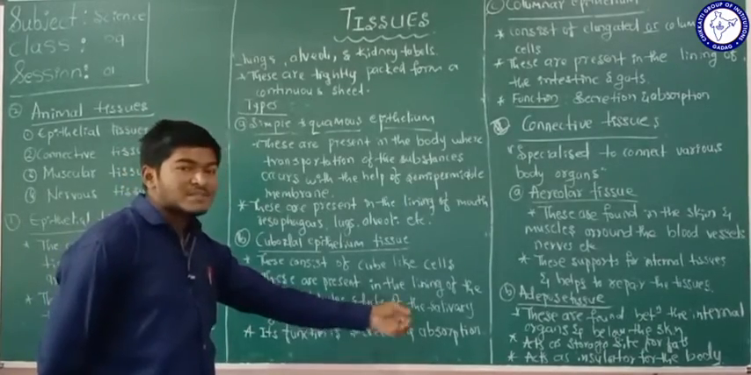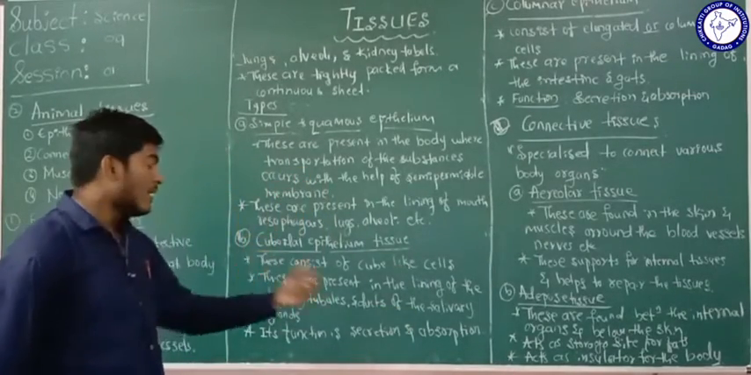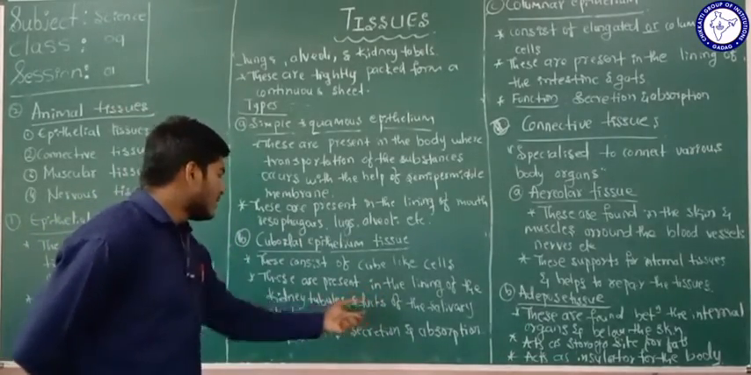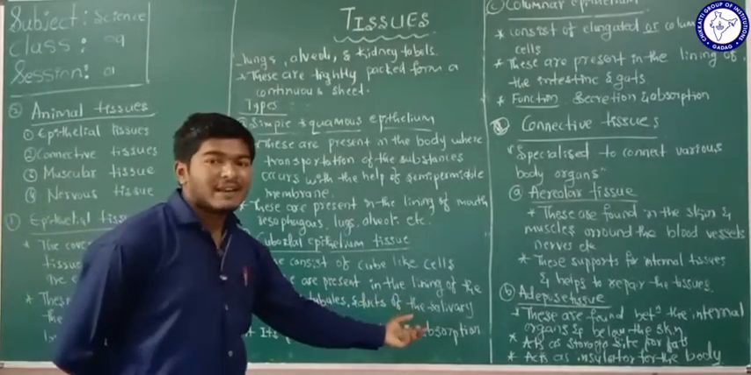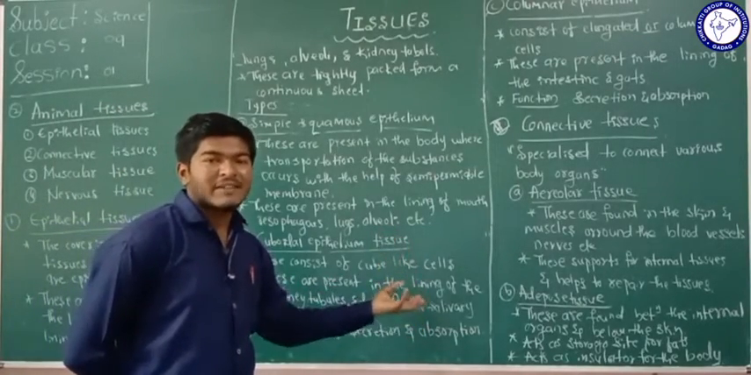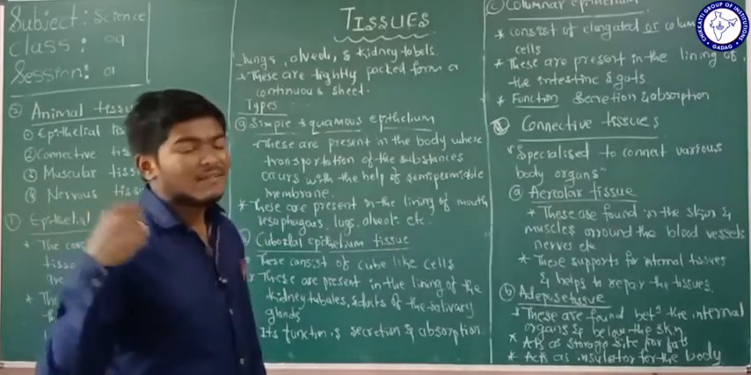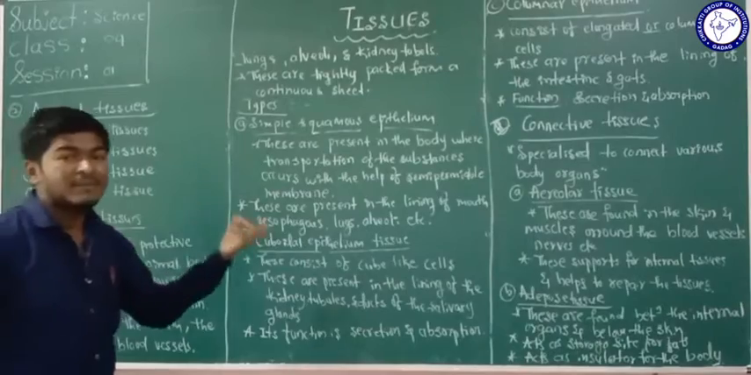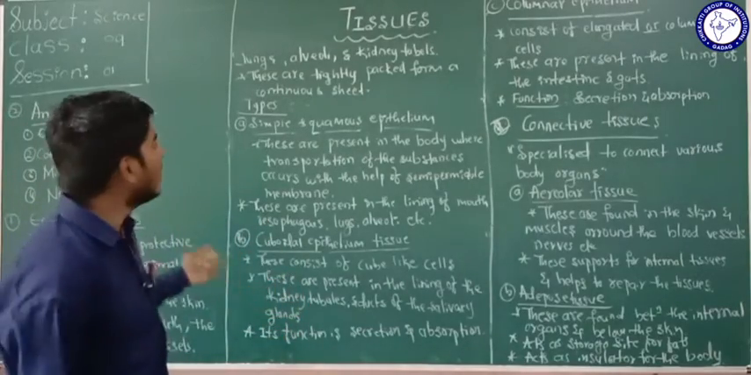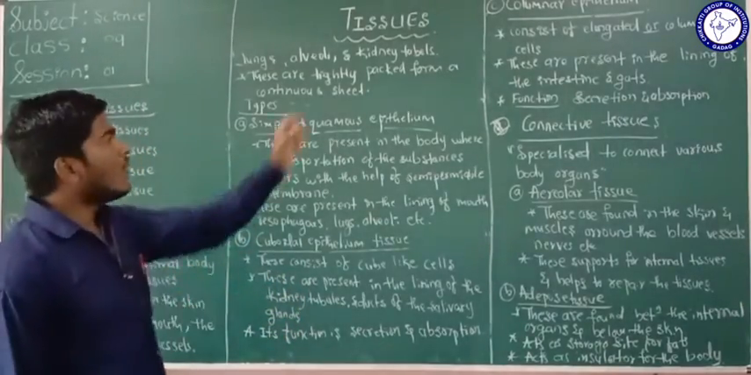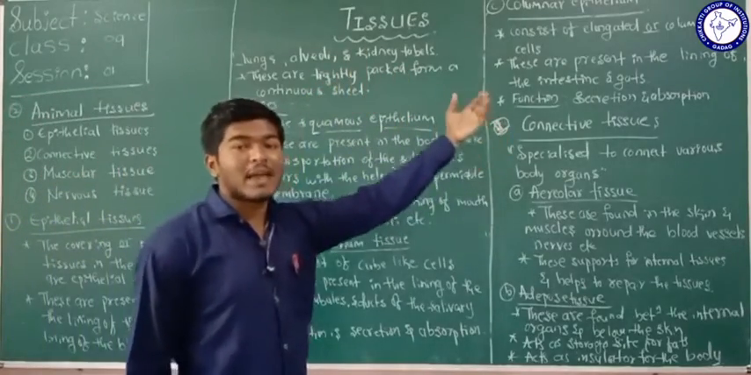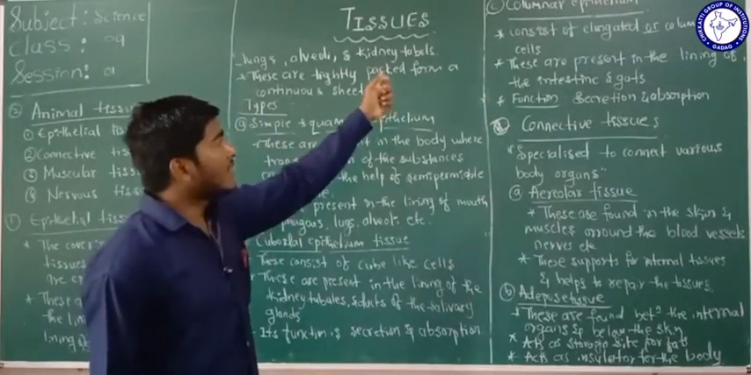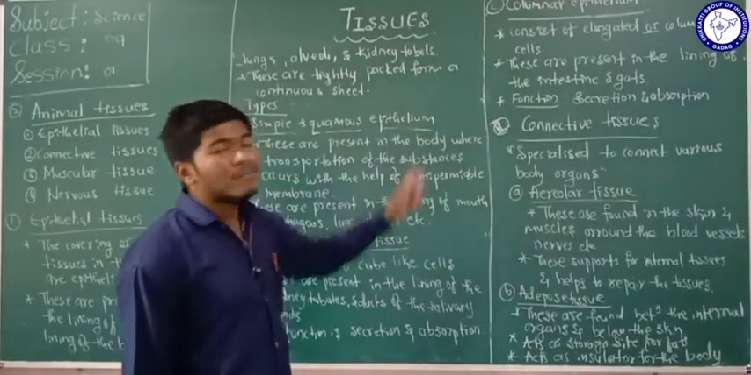It absorbs materials from the blood, and in secretion it secretes some hormones because these are present in the salivary glands. When it is present in the salivary gland, the function of this cuboidal epithelium tissue is to secrete hormones. So that is one type of epithelium tissue. Now I consider the third type of epithelium tissue, which is columnar epithelium tissue. It consists of elongated, column-like cells.